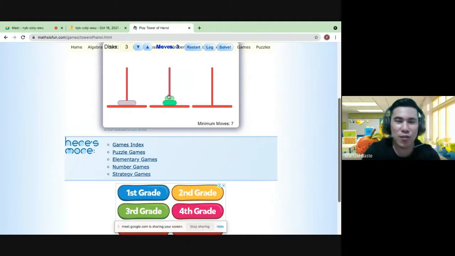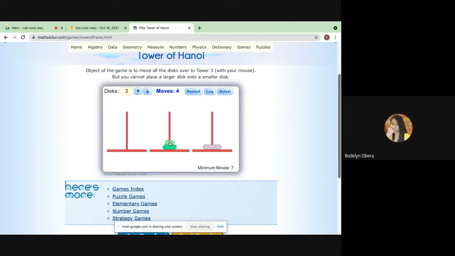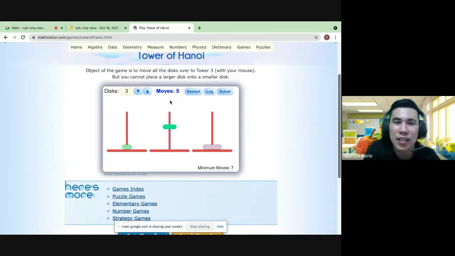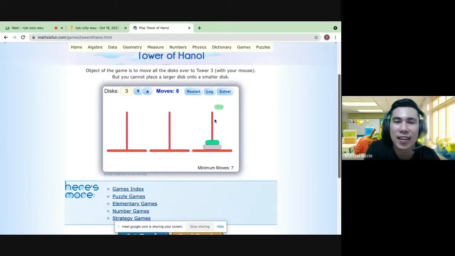So after that, you move this one here. It's only 7 moves. We have it back here on the first. Then move it back to the first, then second, then third. Then second, and then third. Then this one, third. Well done.